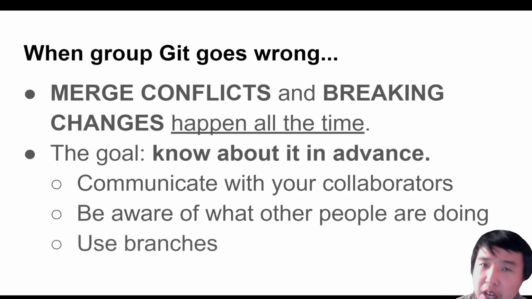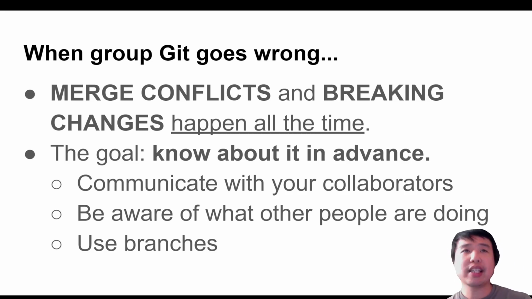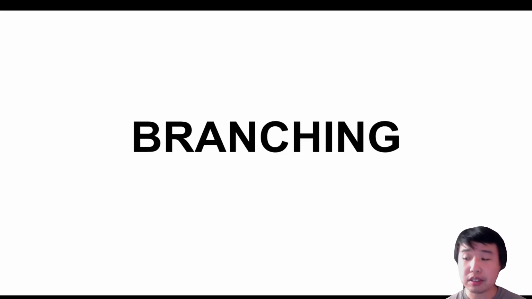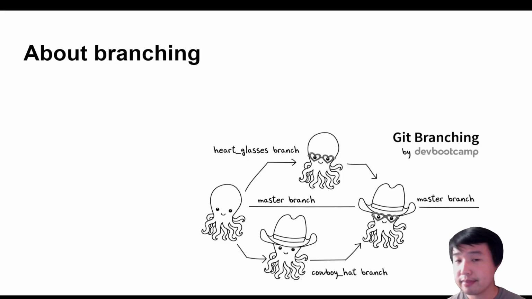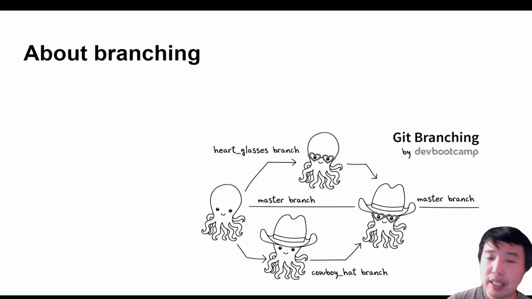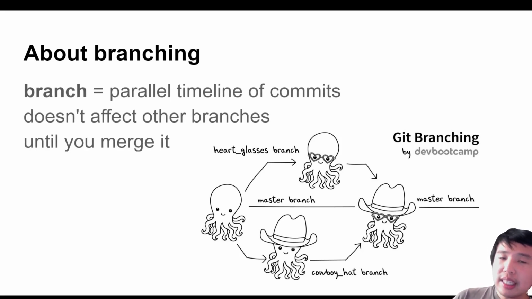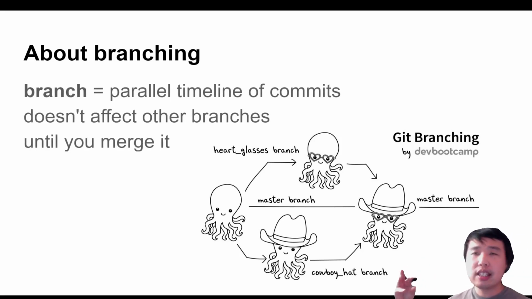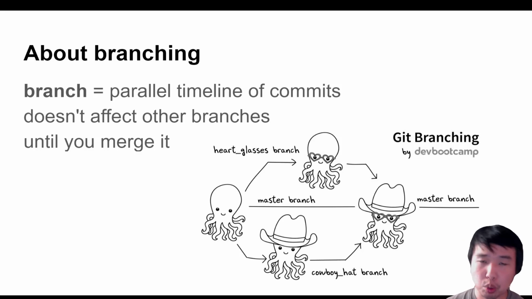And one way to help manage that responsibility and help manage that complexity when doing all this stuff is to use branches. So let's talk about branches. Branching looks a little bit like this diagram right here. A branch is kind of like another parallel timeline of commits, an alternate universe where you're still writing code and submitting stuff, but you're not interfering with anyone else's work.